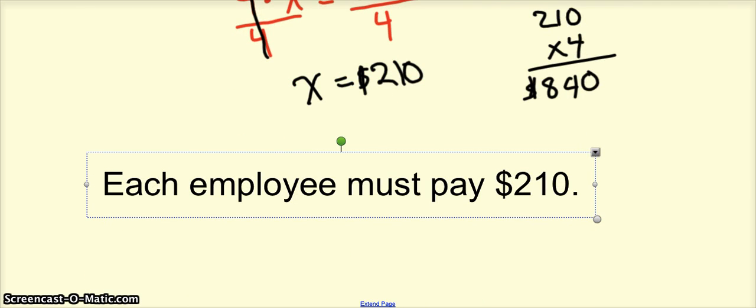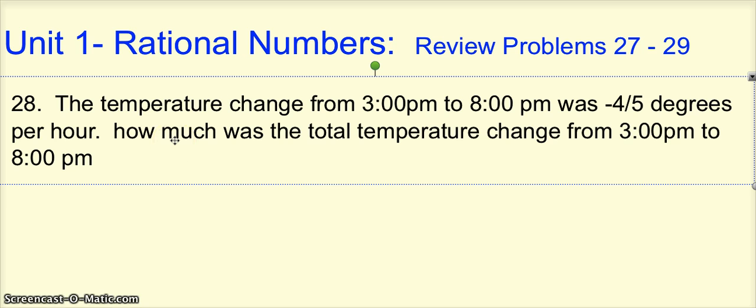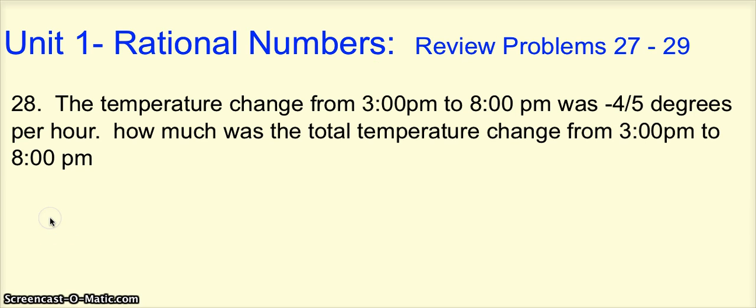All right, so let's look at the next problem. In problem 28, the temperature from 3 p.m. to 8 p.m. was -4/5 degrees per hour. How much was the total temperature change from 3 p.m. to 8 p.m.?